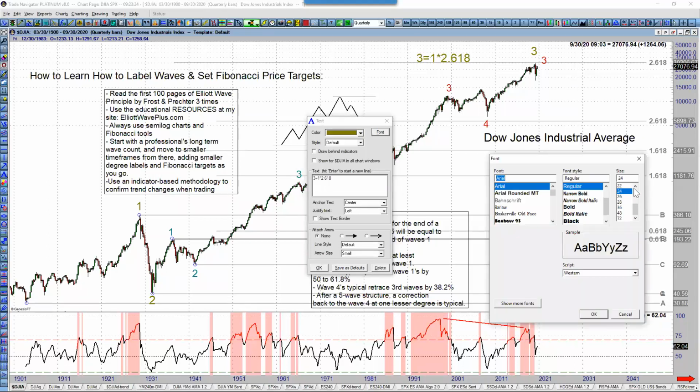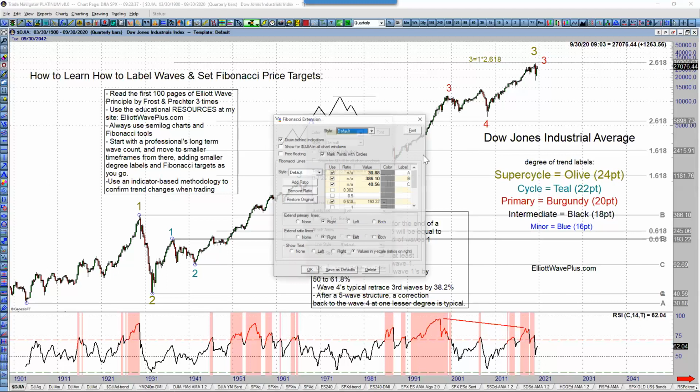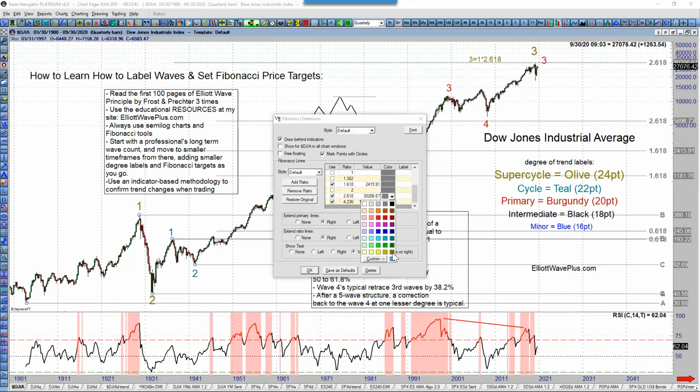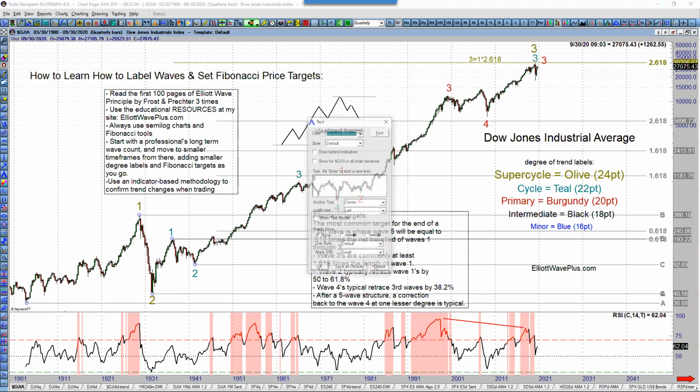And when we move to lower time frame charts, it'll still be there. That's right there. And I'm also going to color that olive. So it's color coded when we move to smaller time frame charts. So now we have a wave count, and I'm placing the labels as if the top is in.